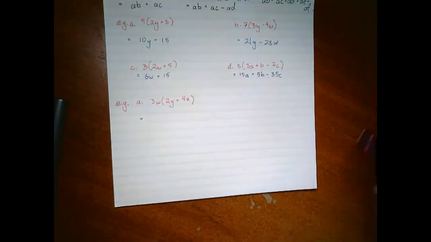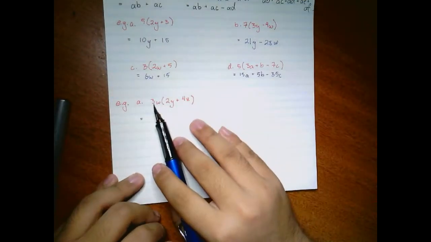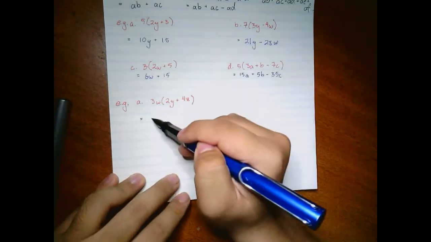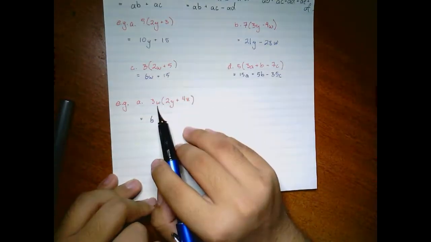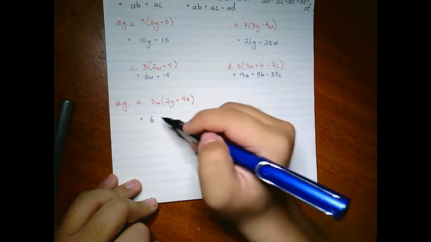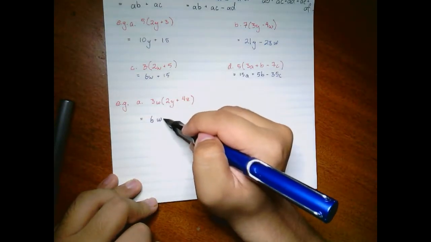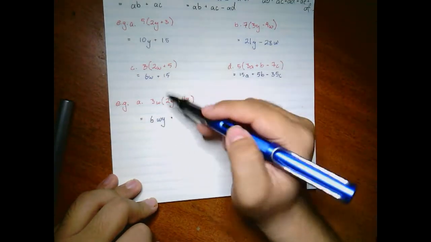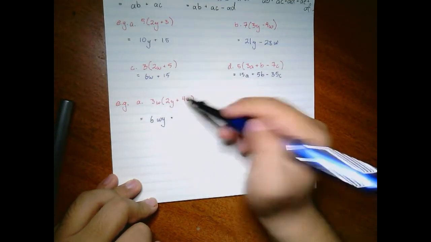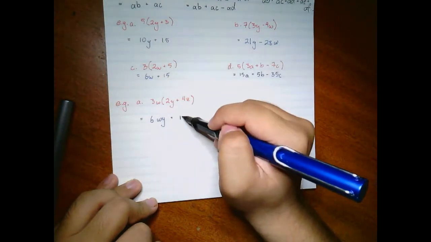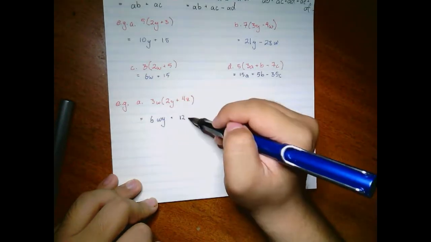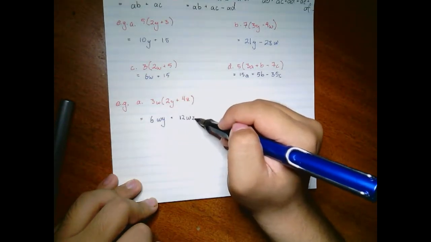Well, I hope you're not too phased or too shocked by what's going to happen. So it's going to be the numbers first. So 3 times 2 is 6. w times y, it's just wy. And then 3 times 4 is 12. Then w times z is wz.